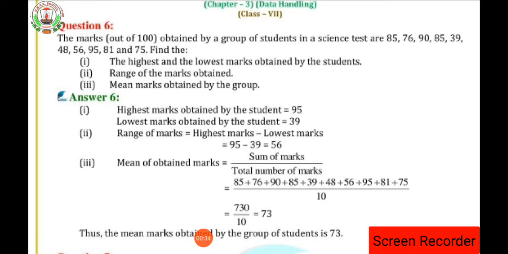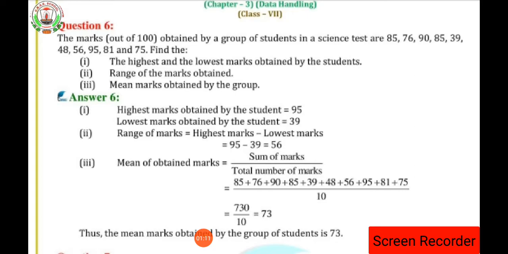So here what does the question say? The marks out of 100 obtained by a group of students in a science test are 85, 76, 90, 85, 39, 48, 56, 95, 81 and 75. These are the data given by the questioner. The science test was held and the marks out of 100 obtained by the students are the following. Now according to this data we have to find the first, second and third part of the question.